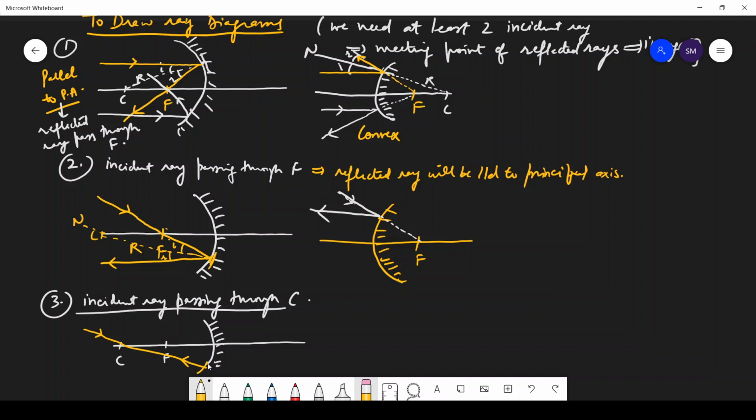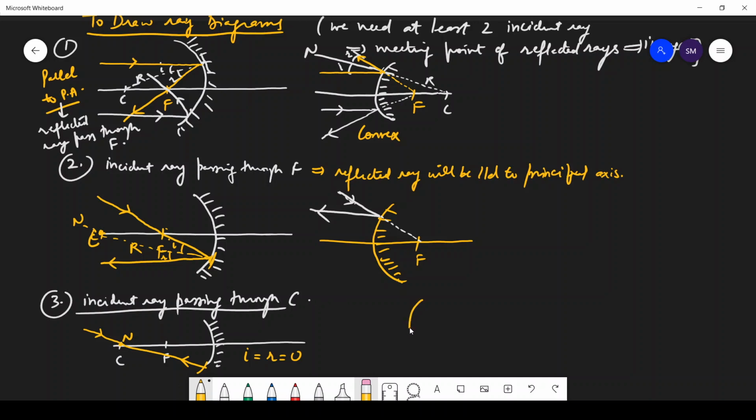So here, what about the angle of incidence and reflection? See, you are joining the center of curvature with the point where the incident ray was touching the spherical mirror. So this is your normal, this is your incident ray, this is your reflected ray. All of them are along the same line. That is why here the angle of incidence is equal to the angle of reflection, which is equal to 0. So that's this case.